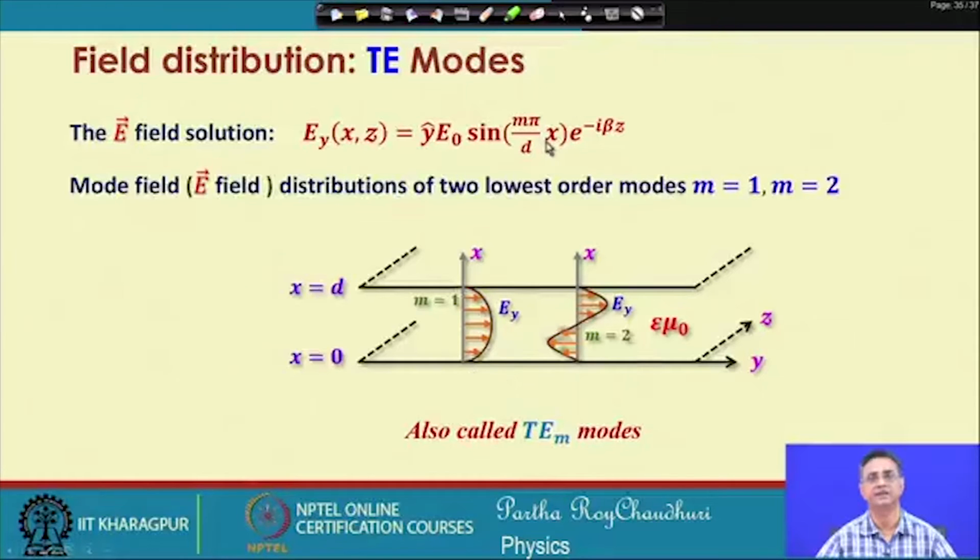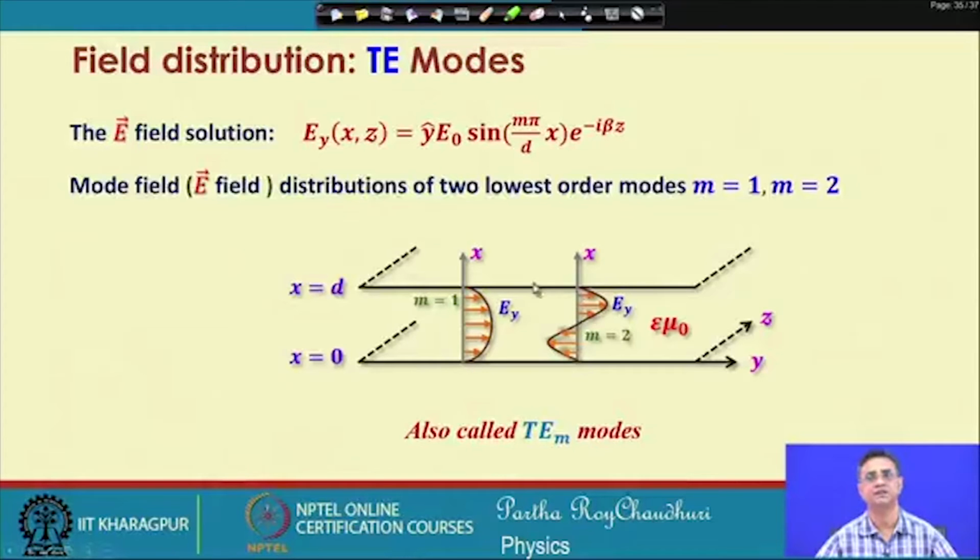At x equal to 0, this quantity is 0. When x equal to d, this quantity is equal to pi, so sin pi is again 0. Similarly, for m equal to 2, if x equal to 0, this quantity is anyway 0, but when x equal to d, this quantity equals twice pi. So sin twice pi is again 0.